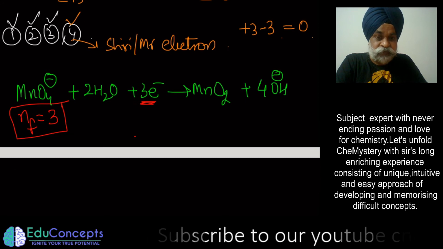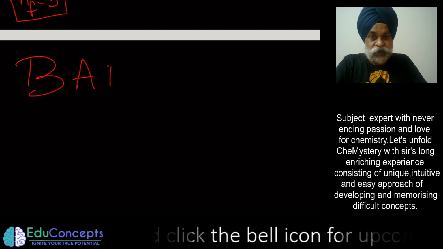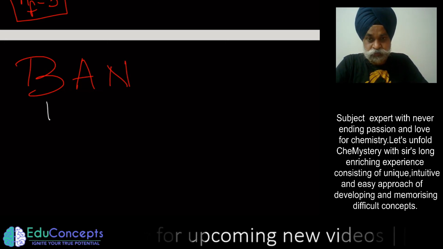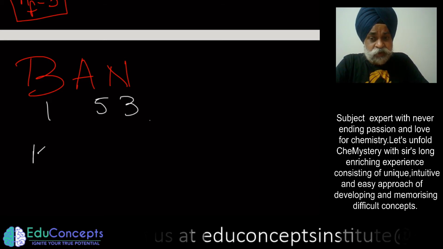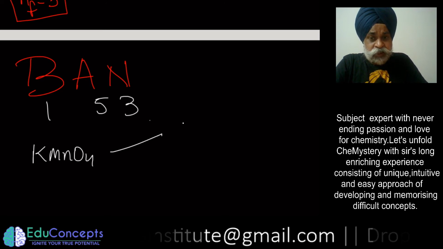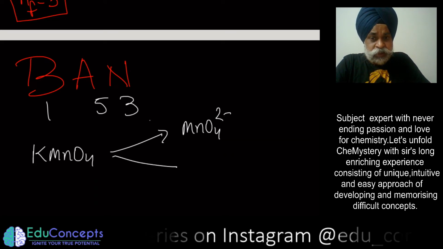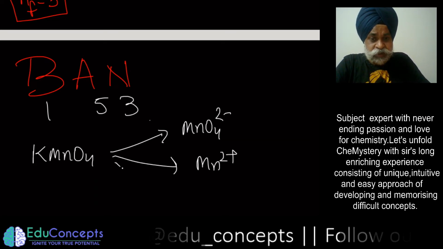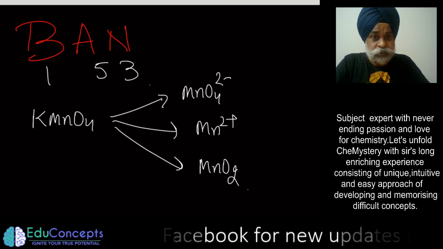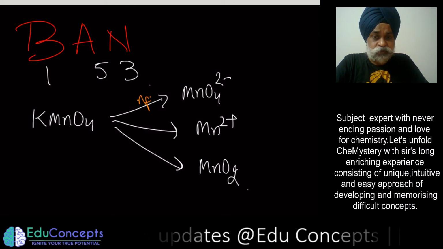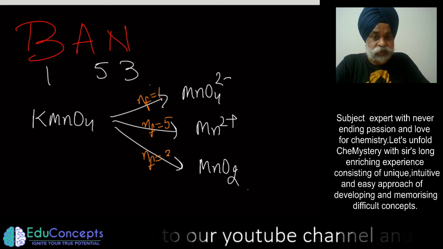So here this is the first case, and this case has to be remembered as 153. You will have to remember 153. So what does it mean? KMnO4 in basic medium turns to MnO4 2 negative, in acidic medium Mn2 positive, in the neutral or slightly alkaline medium it is MnO2. So that means here the n factor was 1, here the n factor was 5, and here the n factor is 3.